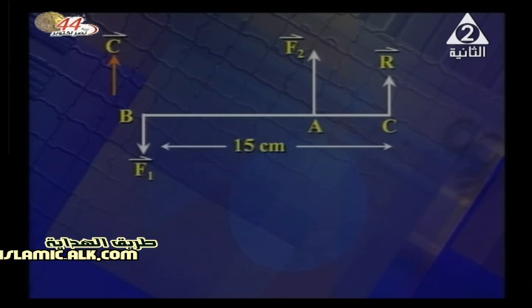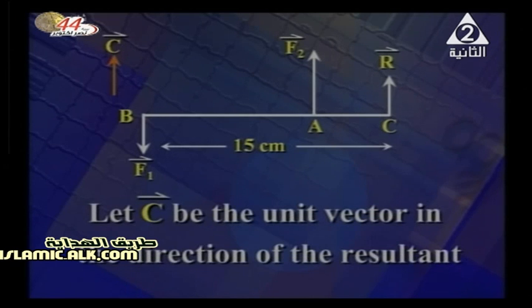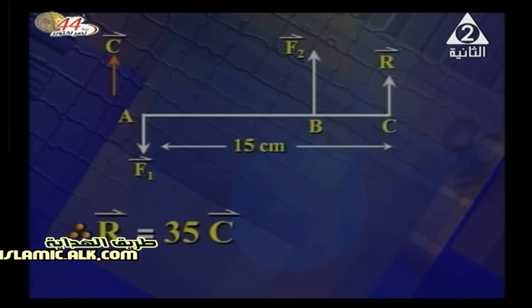Look at F1, F2, AB. Then F2 acts at point A, F1 acts at point B, R acts at point C. Let C be the unit vector in the direction of the resultant. We have unlike forces, F1, F2 unlike forces. Therefore, R equals 35C, F1 equals negative 20C.